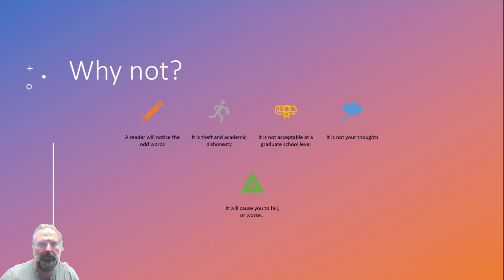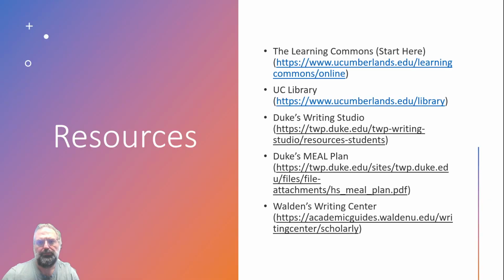It's not your thoughts, and you're presenting it as though it were. And you're going to at least fail that assignment. You may fail the course, and you may get kicked out of the university. So don't do it. Here are some resources that are appropriate, especially for our University of Cumberland students who may be watching. Also, there's the link to Duke's Writing Studio and the meal plan. So do take a look at that. Some good stuff. Walden's Writing Center is good as well. There's a lot of effort that goes into trying to help you become a better writer.